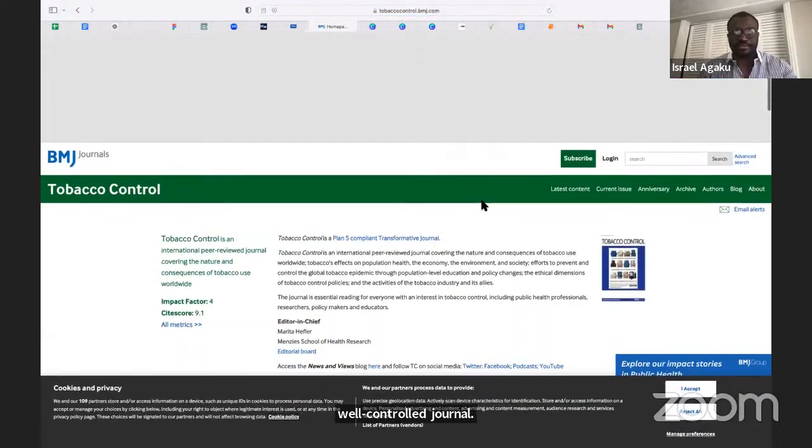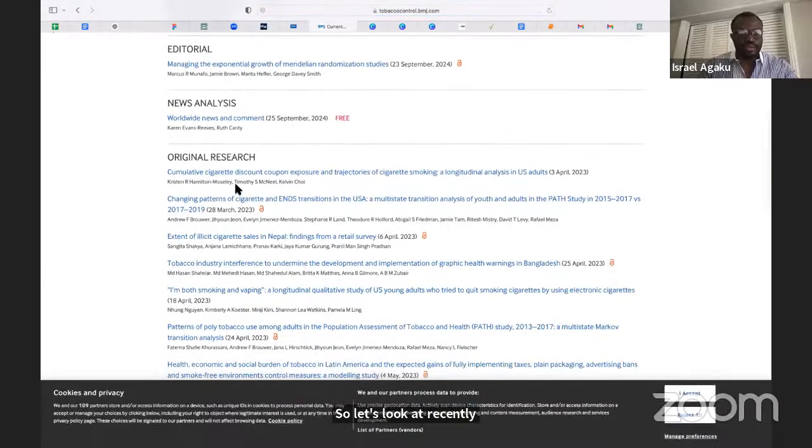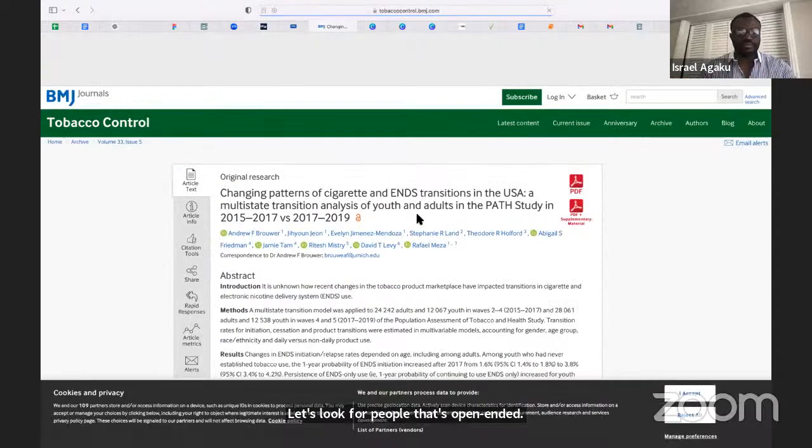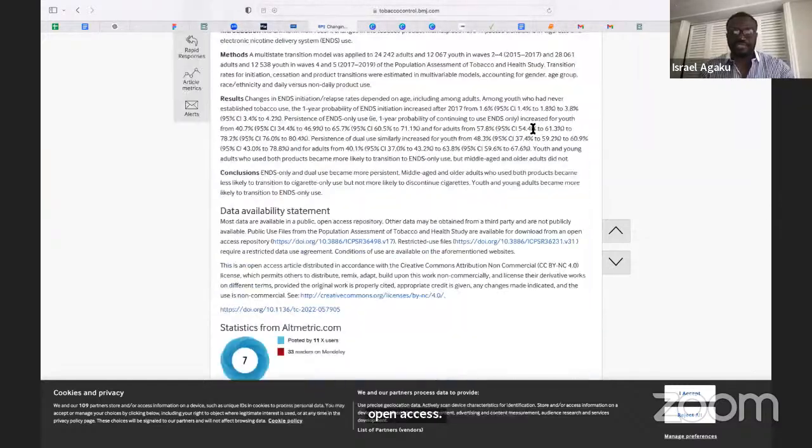So let's look at the recently published current issue. Let's look for a paper that's open access. I always prefer to open the PDF. It's just easier to read the PDF.